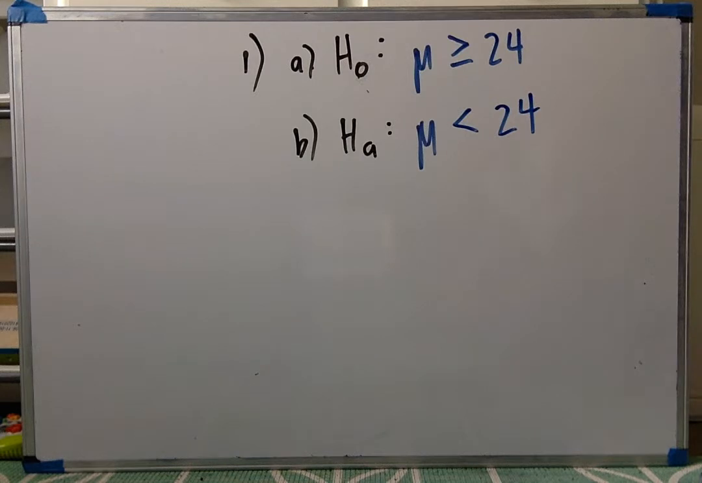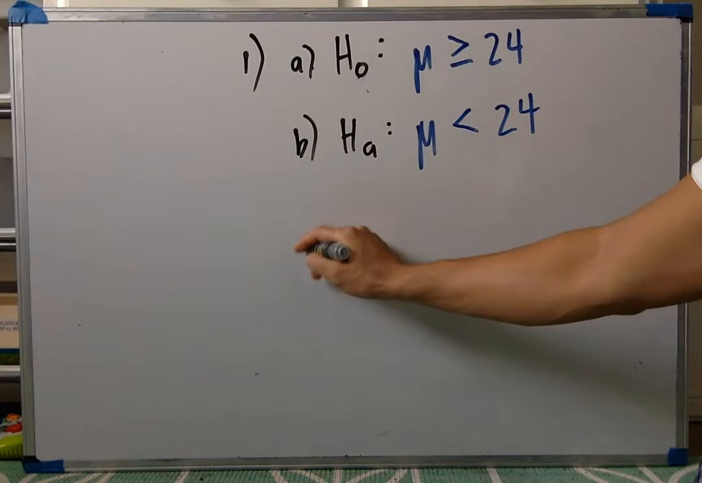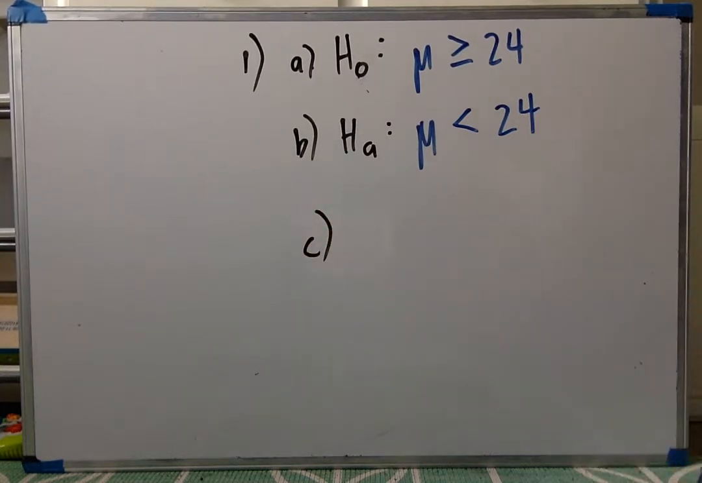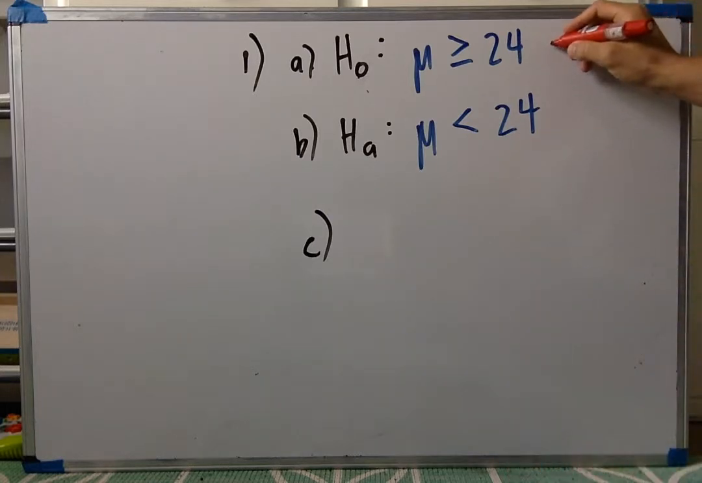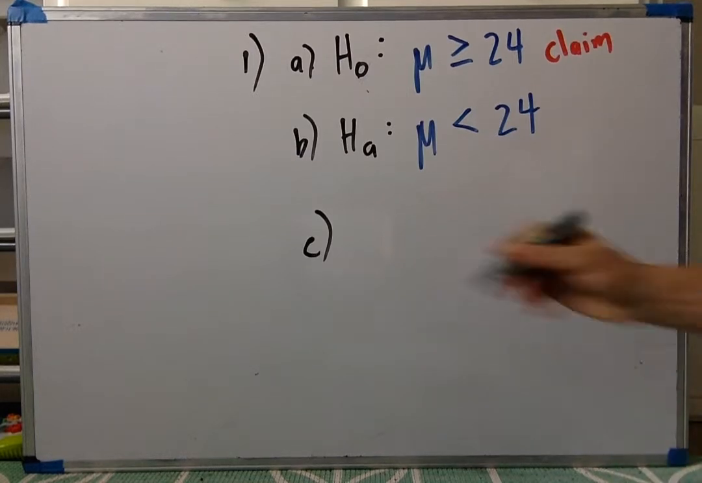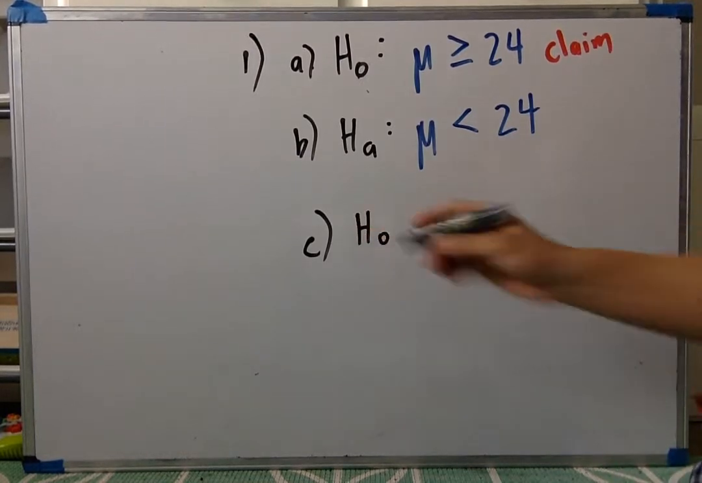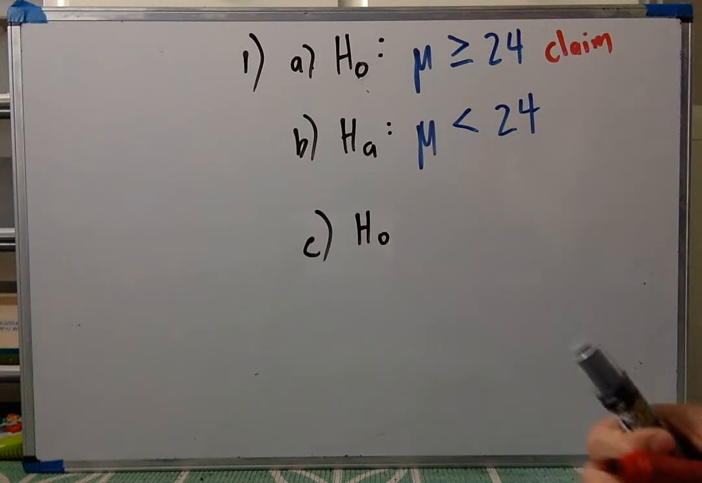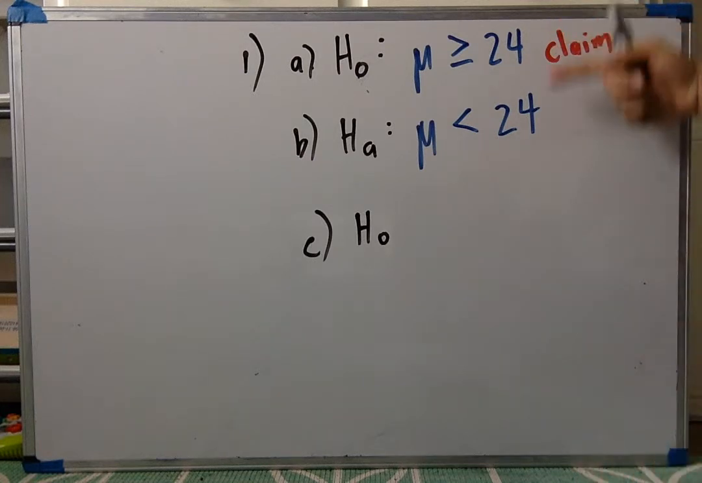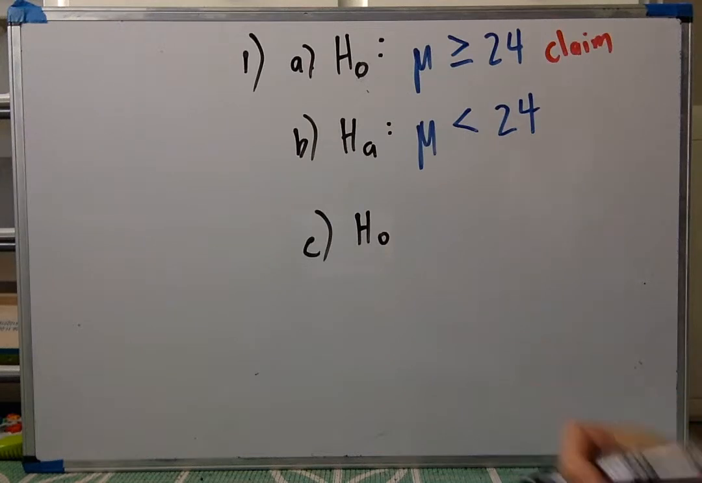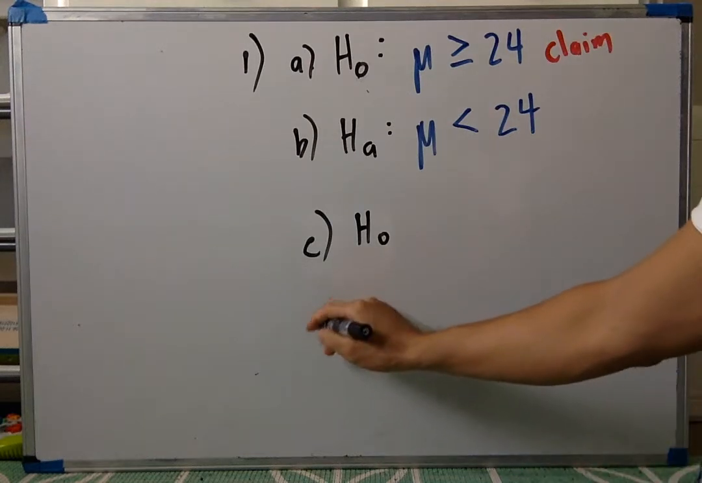Okay, now the letter C. Which hypothesis is the claim? It's the claim of the cell phone company, this part. So I'm going to write as my answer, H naught is the claim. This is something we talked about briefly before, but the claim could actually be either one of these two. It just depends on context. So you have to pay attention to what the question actually asks.